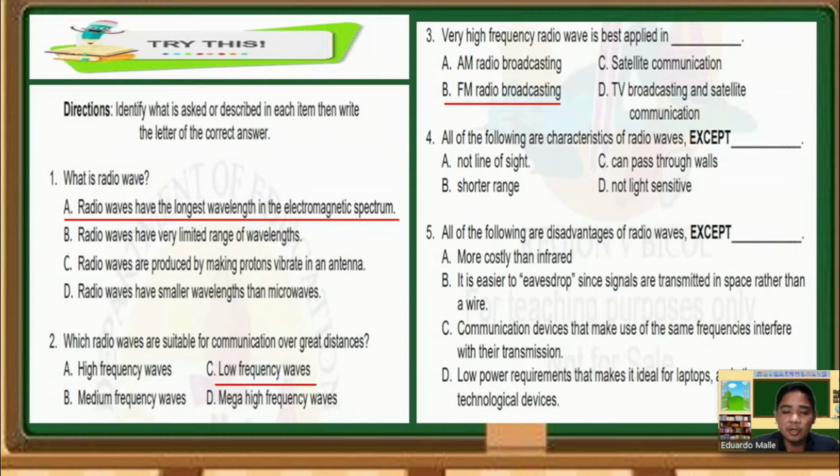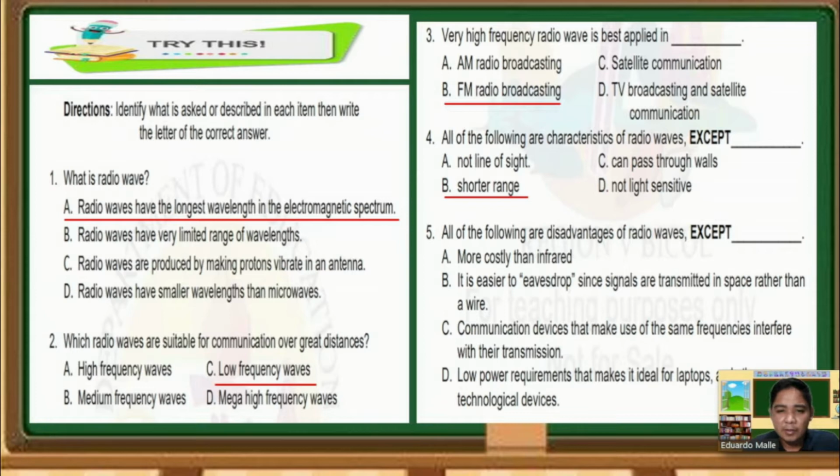Number 4, all of the following are characteristics of radio waves except A, not line of sight. B, shorter range. C, can pass through walls. D, not light sensitive. What is your answer? Okay, letter B, short range.